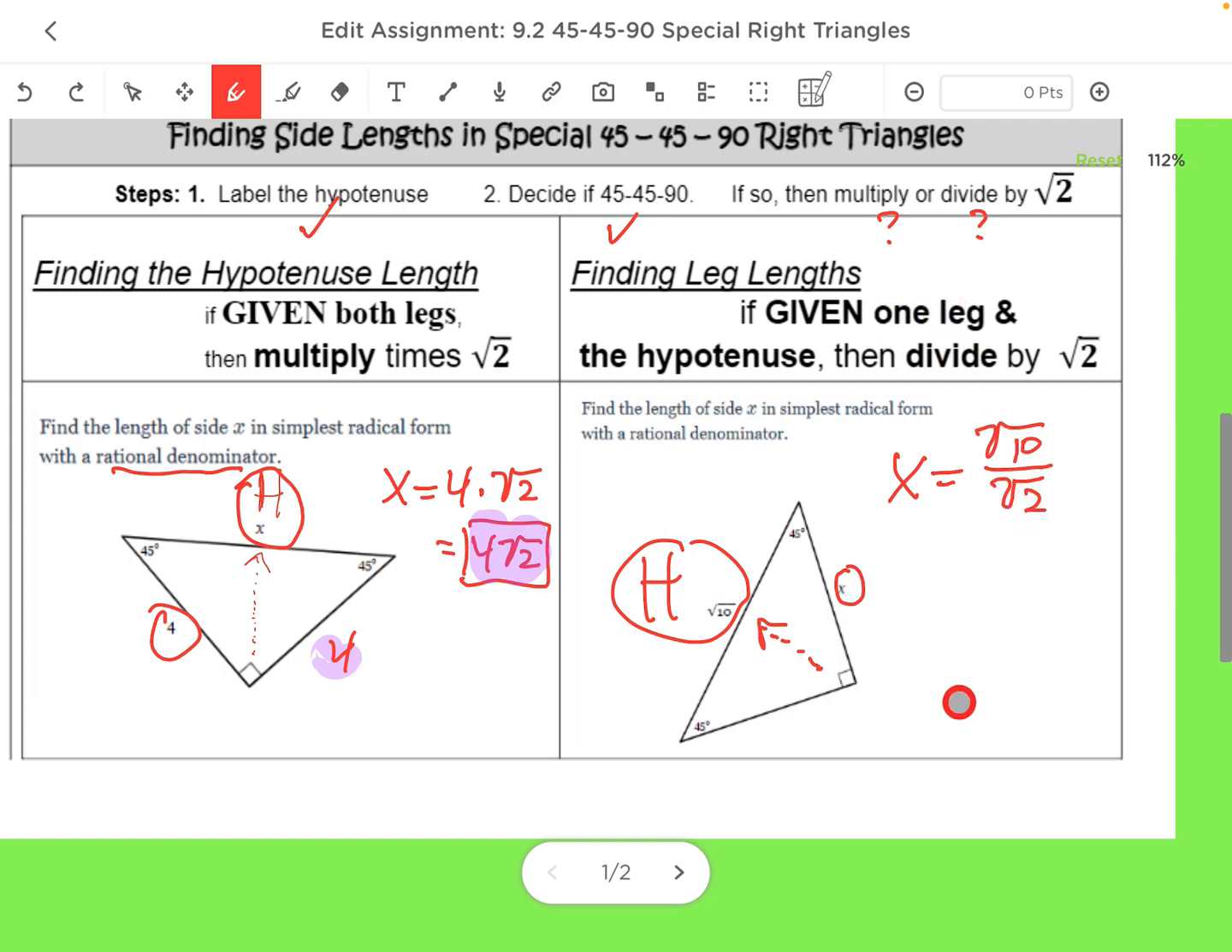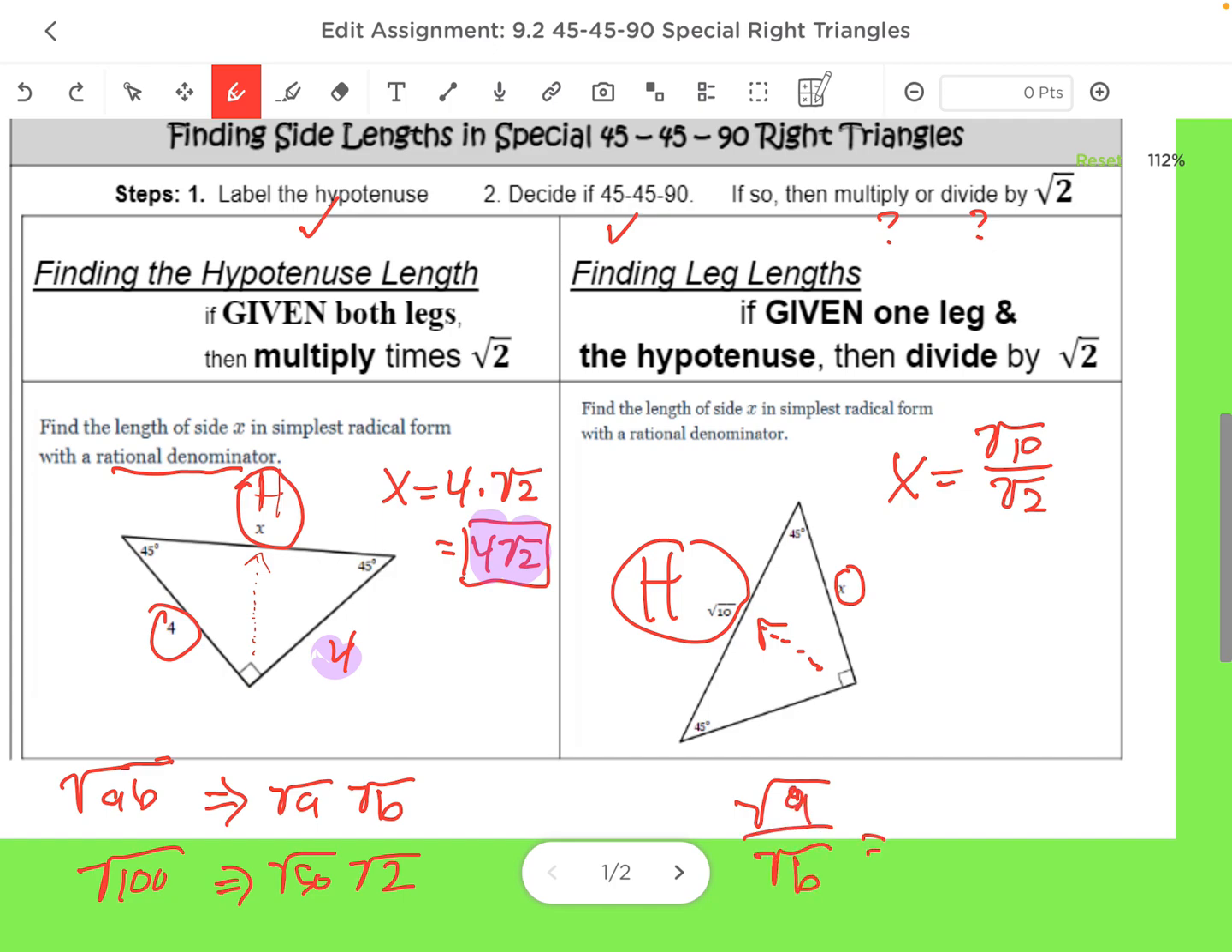Okay? Now, here's a little trick. Square root of AB is the same thing as square root of A times the square root of B. Okay, so that's why the square root of 100 is equal to the square root of 50 times the square root of 2, right? Makes sense. Okay, so similarly, the square root of A over the square root of B is equal to the square root of A over B.